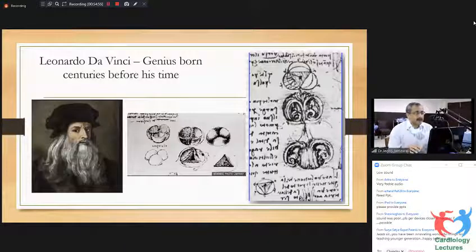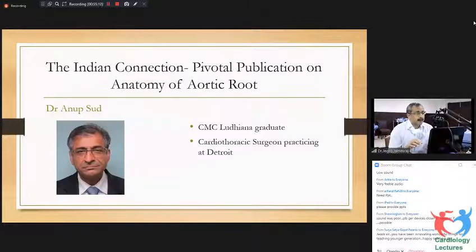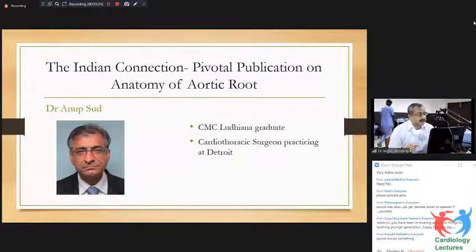Okay, thank you. So the anatomy of the aortic root is quite a complex subject, and some of the things I'd like to cover during this talk is that this is a vast area because of the developments in the treatment options for the aortic valve. So the aortic leaflet mechanism itself is fascinating.